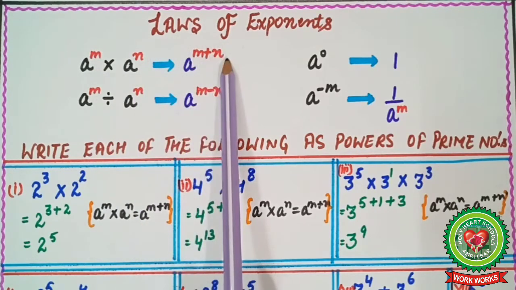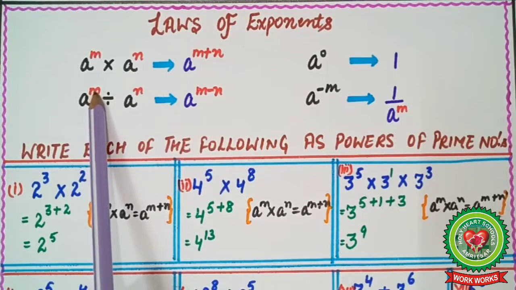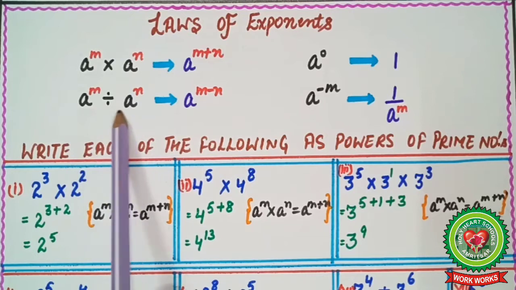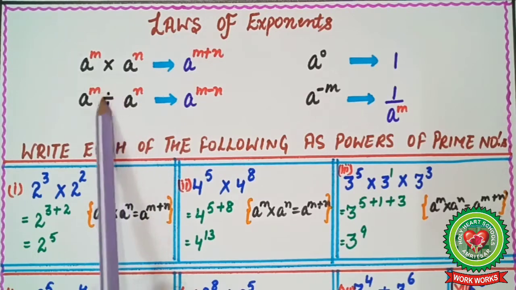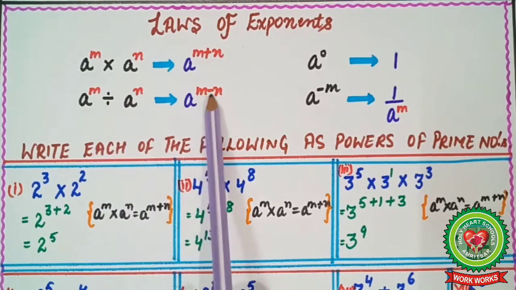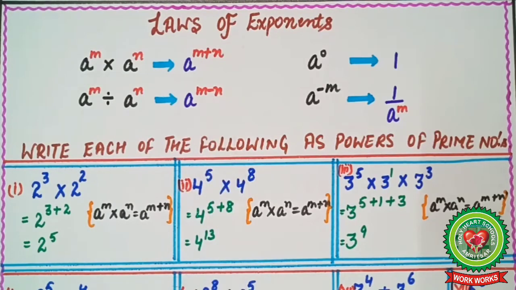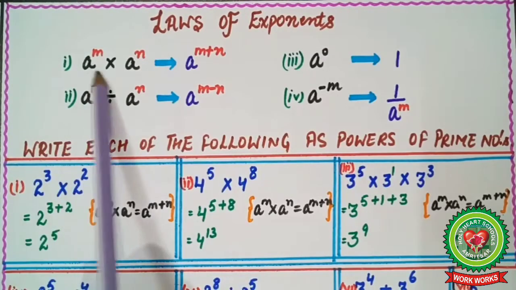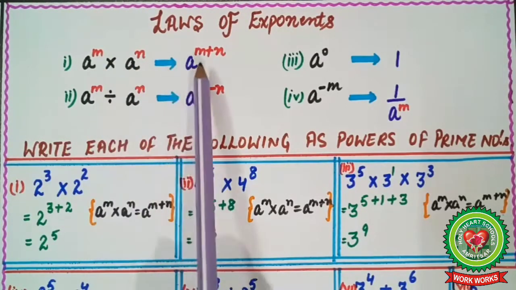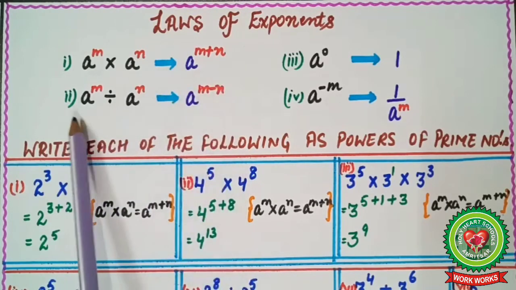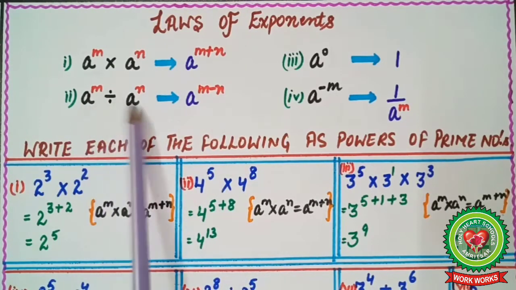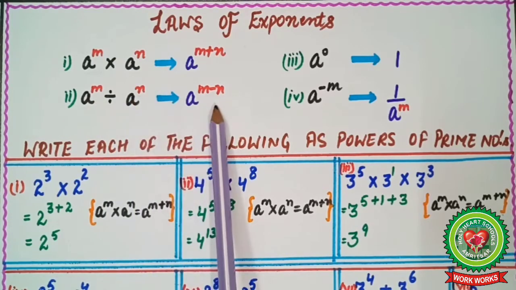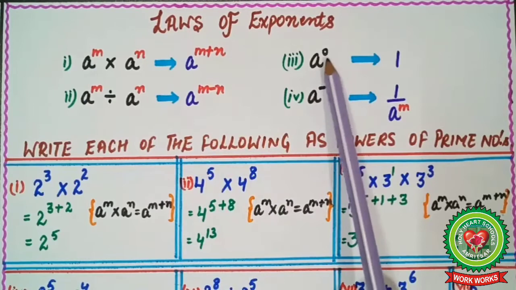Next is a raised to power m divided by a raised to power n. When the bases are the same and they are getting divided, their powers will be subtracted. So here we have learned that whenever the bases are the same and they are getting multiplied, their powers will be added, and the second one is whenever the bases are the same and they are getting divided, their powers will be subtracted.